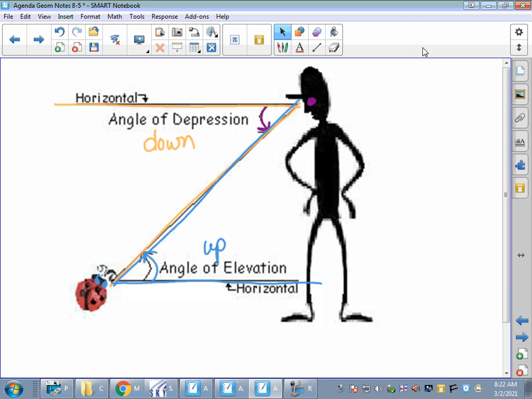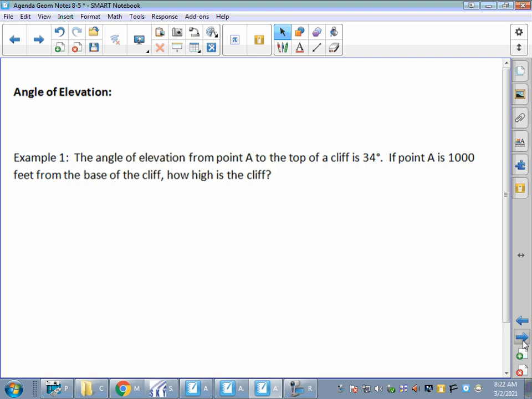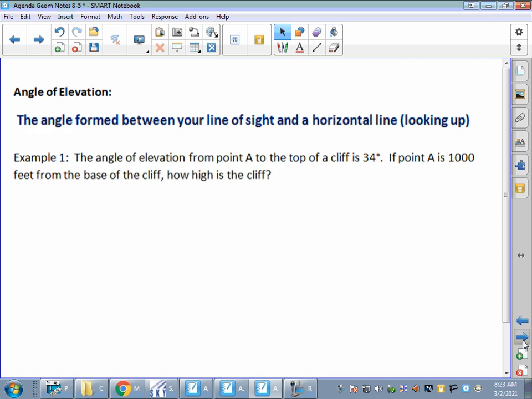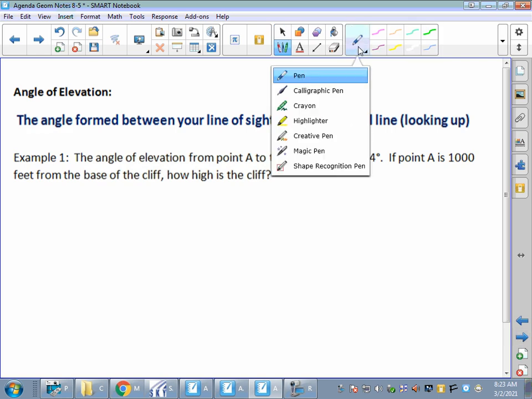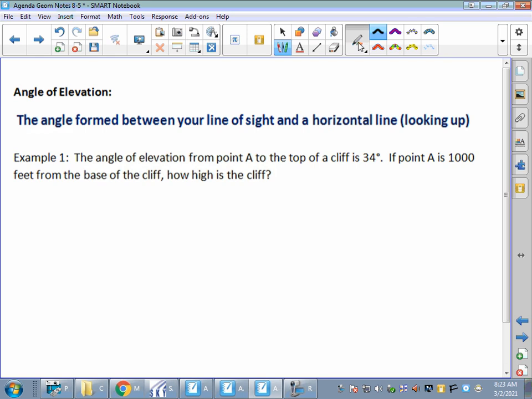So angle of depression is when you're looking down at something, and you always use these horizontal lines. So what your sight line would be, and then how many degrees you're looking down. If it's an angle of elevation, you take your 90 degrees and how many degrees you're looking up. So let's start with our angle of elevation. The angle formed between your sight line and a horizontal line. Remember, angle of elevation, you're looking up at something. So you're looking up at the airplane flying overhead, or you're looking up at somebody on the roof of a building, or whatever it might be.